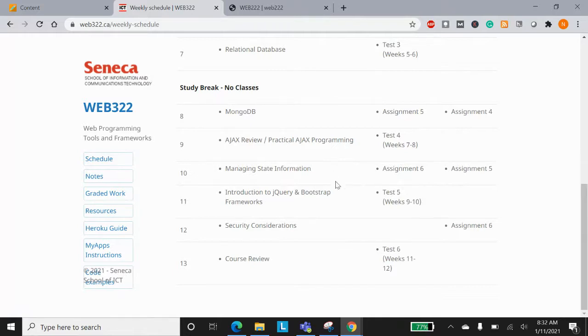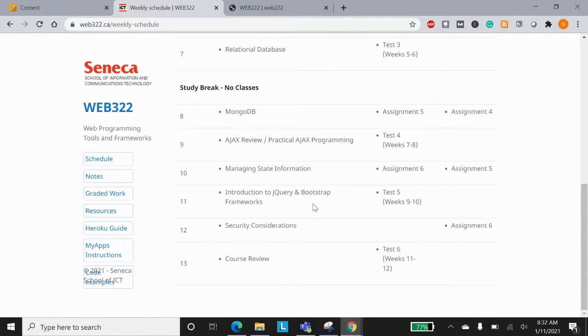So there is a study break, as you know, that student success week or study week, whatever you call it. And then we have state information, managing state information. I'm expecting that you are familiar with sessions and a few things, but again, we will be looking at each and everything, and how we maintain and manage those states while working on a web page. All right.